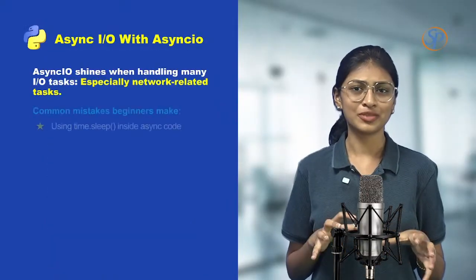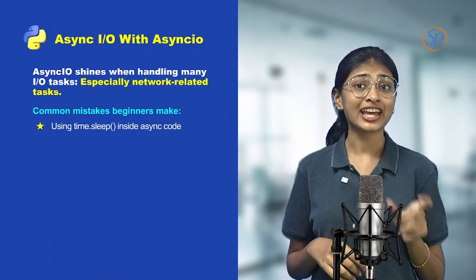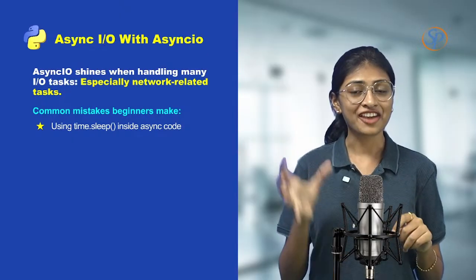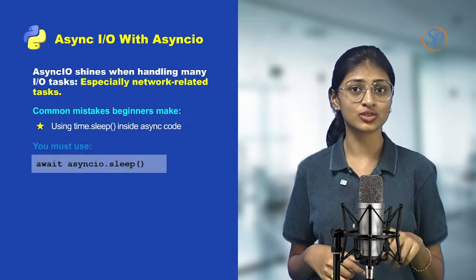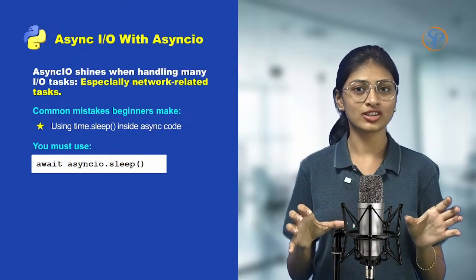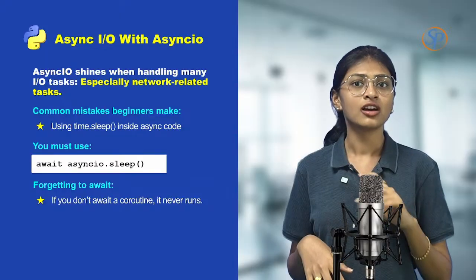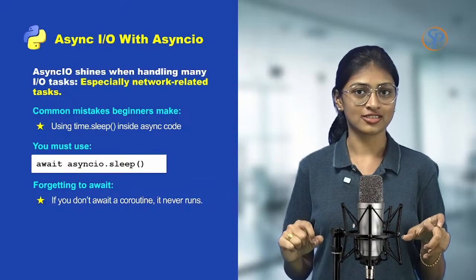Common mistake that beginners make: using time.sleep inside async code. This blocks everything. You must use await asyncio.sleep. Another mistake is forgetting to await. If you don't await a coroutine, it never runs.